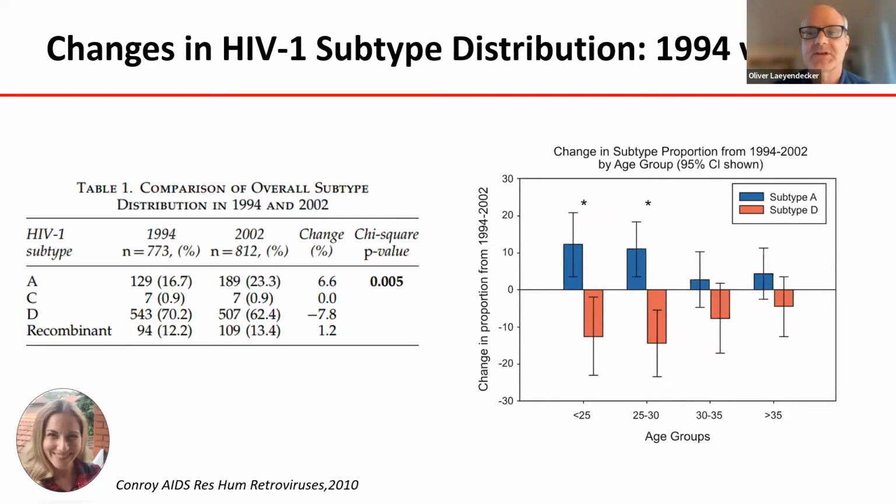And when we looked at the differences by age group, we noticed that the greatest difference was actually seen in the youngest people, which does substantiate that subtype A is more transmissible than subtype D.